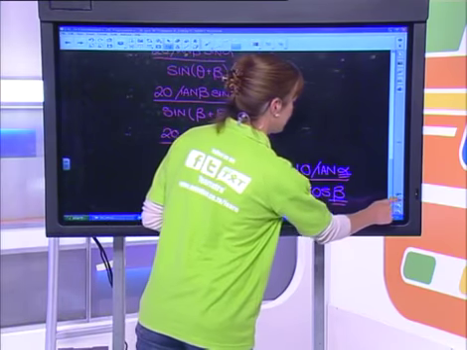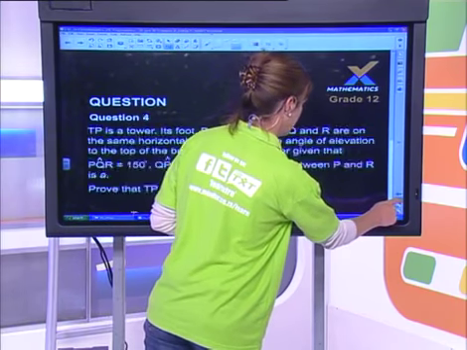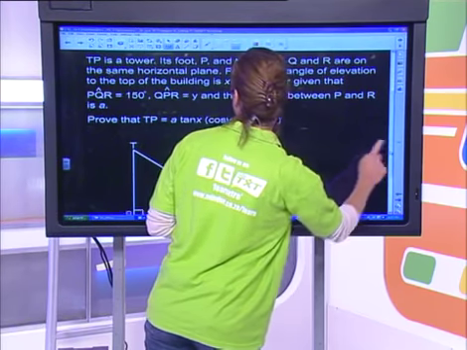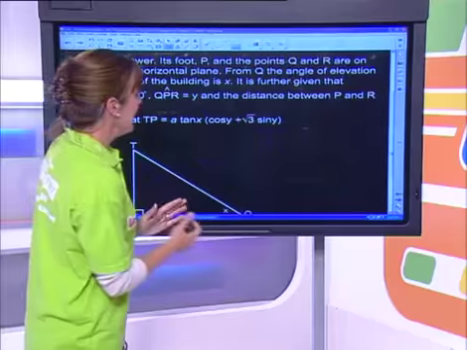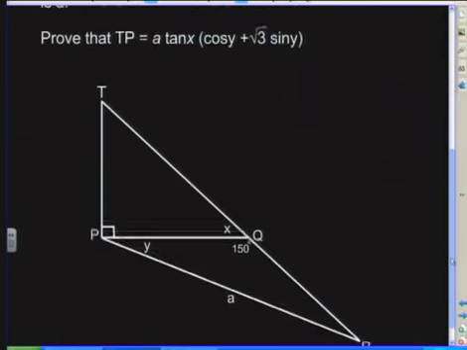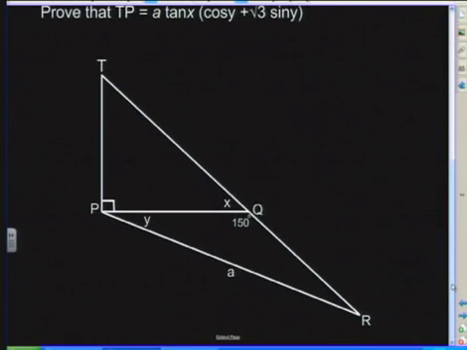All right. Okay, let's have a look at an example, which hopefully is going to include a little bit of compound formulas. Once again, let's look at our diagram. They've given us a diagram and they've told us that TP is a vertical line. They've told us that PQR is in the same horizontal plane. And they've given us that that's angle Y. I've got a length of A. I've got an angle of X. And I've got an angle of 150. What they're wanting me to do is to prove that my length from T to P is equal to A tan X multiplied by cos Y plus the root 3 sine Y.